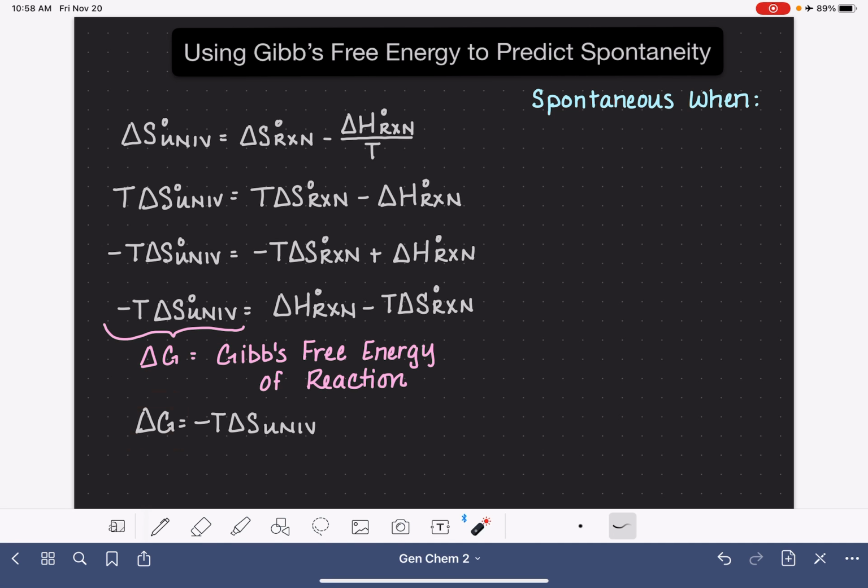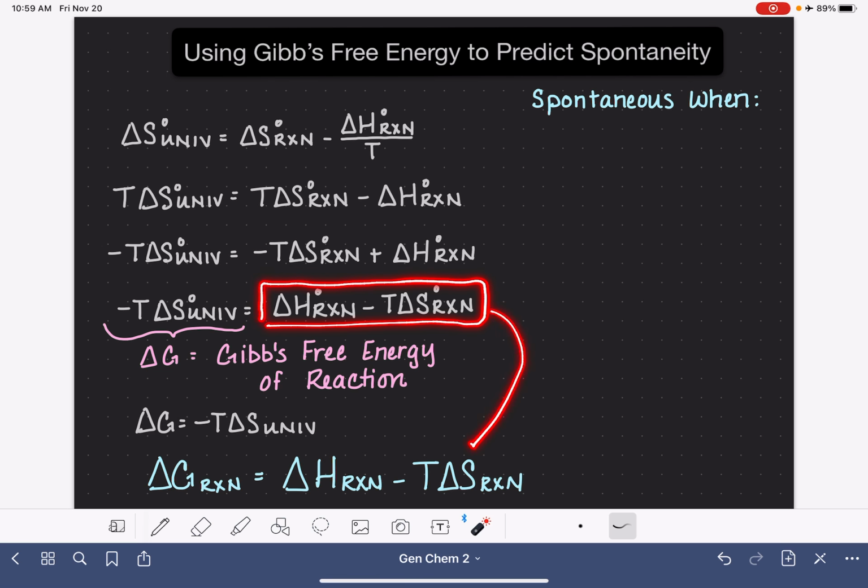Using this term delta G in place of negative T delta S gives us a new equation: delta G of a reaction is equal to delta H of a reaction minus T delta S. And this equation that I'm writing in blue, I'm getting from the right-hand term here. See that I've just copied it straight down, and I've just used a delta G in place of this negative T delta S portion. So that's where this equation comes from.